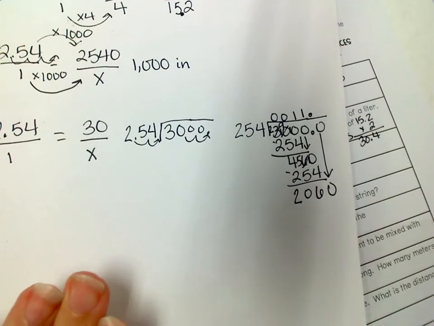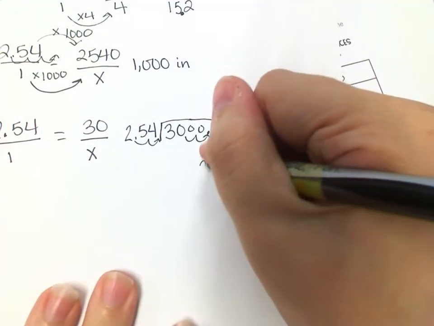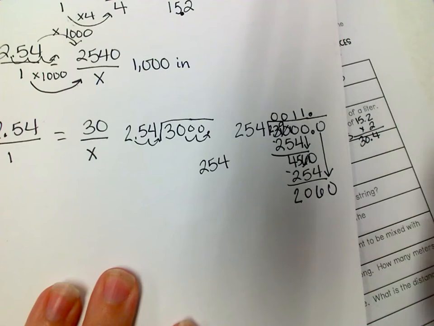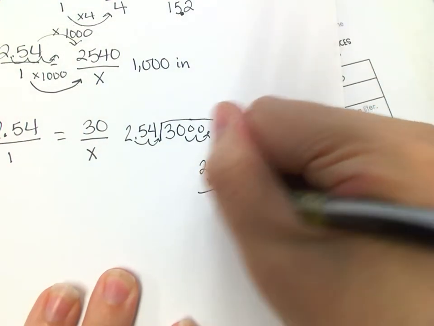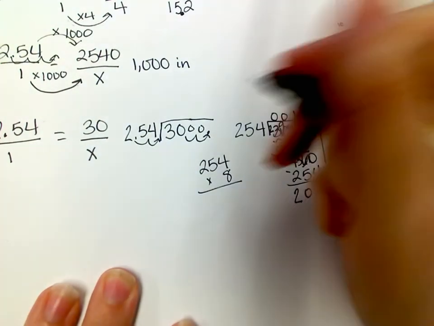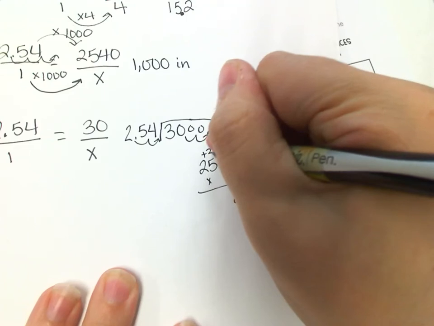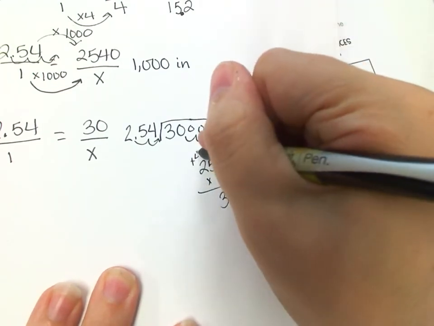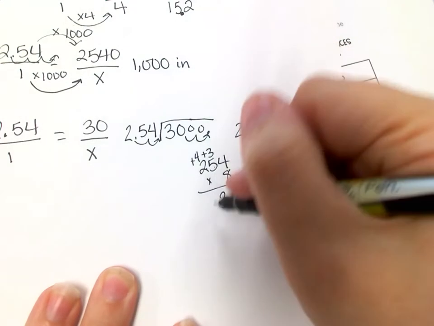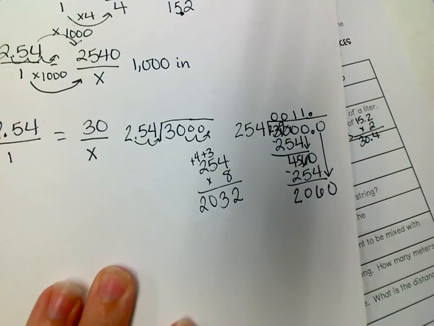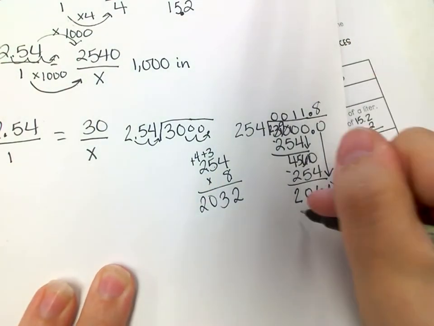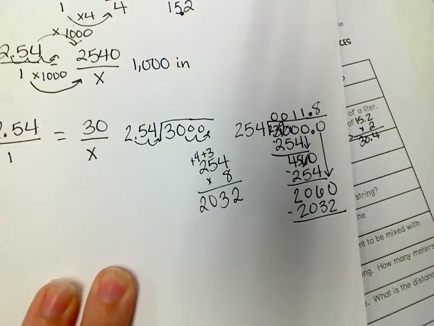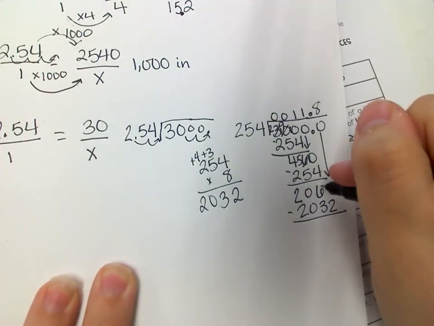Okay, so let's try 8. Just a random guess. No clue what it could be. 8 times 4 is 32. Carry my 3. 8 times 5 is 40. Plus 3 is 43. Carry my 4. 8 times 2 is 16. Plus 4 is 20. So 2032. So I'm going to put that. Okay, so now I'm going to subtract.